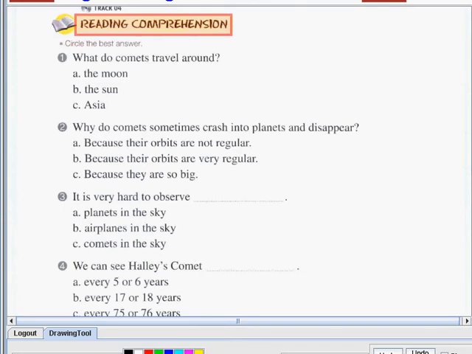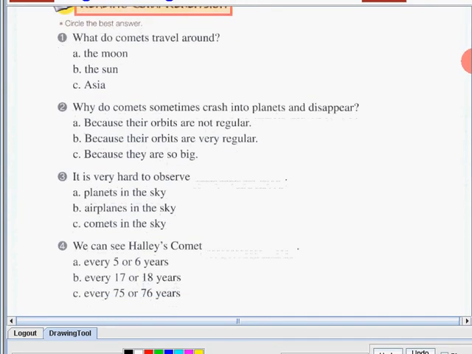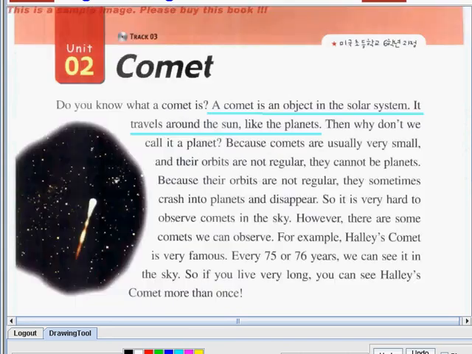Okay, I hope that you get the right answer from those questions. Alright, so let's answer it together. Let's begin on number 1. So, what do comets travel around? The answer is B, the sun. Okay, so let's see the sentence saying that the answer is letter B. A comet is an object in the solar system. It travels around the sun like the planets.